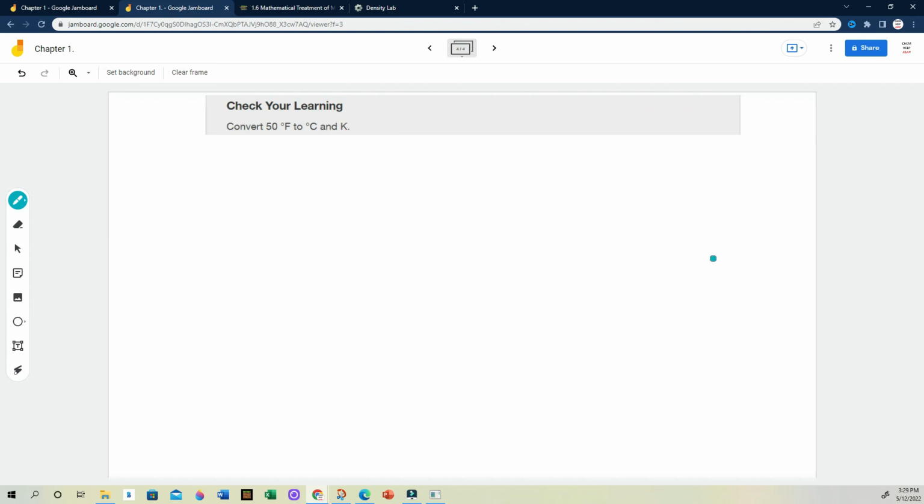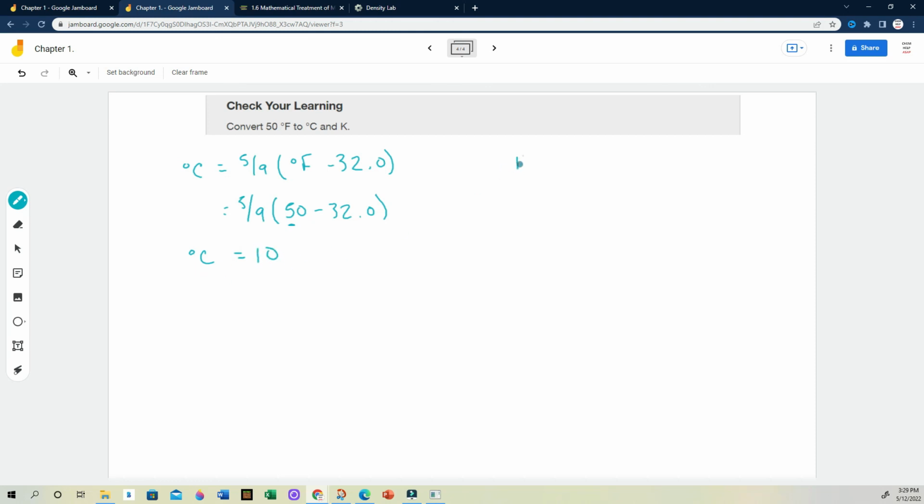Okay, now let's do a check your learning. Convert 50 degrees Fahrenheit to degrees Celsius and Kelvin. So let's first convert to degrees Celsius. That is going to be 5/9 times degrees Fahrenheit minus 32.0. So that is going to be 5/9 of 50 minus 32.0. Again, this 50 is rounded to the tens place, so my degrees Celsius also needs to be rounded to the tens place. So that is going to give me 10 degrees Celsius.